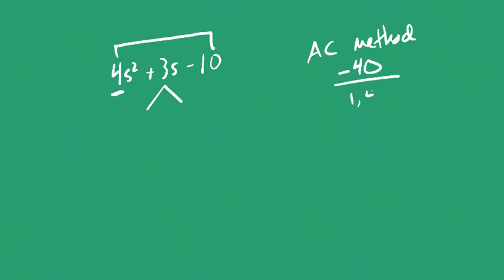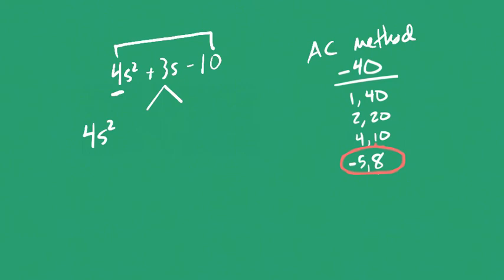So 1 and 40, 2 and 20, 3 doesn't go into 40, 4 and 10, 5 and 8, 6 doesn't go into 40, 7 doesn't go into 40, and then we're back up to 8. So that's everything. Looking for a pair we can make 3 out of. 5 and 8 you can make 3 out of if the smaller number is negative. So negative 5 times 8 makes negative 40. And negative 5 plus 8 gives you positive 3.